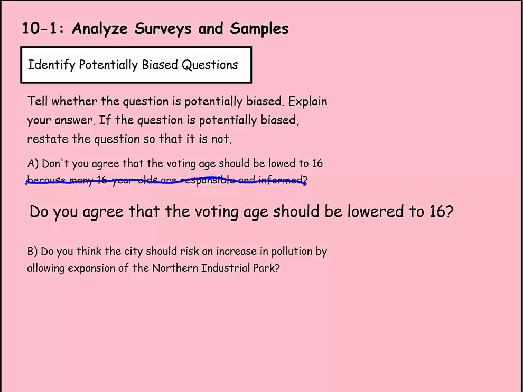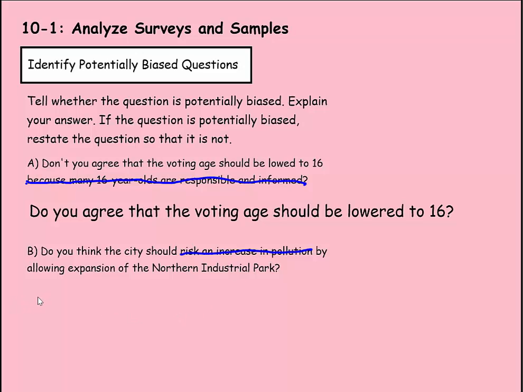Here's the second question. Do you think that the city should risk an increase in pollution by allowing expansion of the Northern Industrial Park? This one might be a little bit more difficult to tell. You might say that sounds like a pretty good question. But here it's stating the reason for one side again. It's talking about risking an increase in pollution. It doesn't say any of the benefits of expanding the Northern Industrial Park. Maybe that'll provide more power for the city. But the question doesn't say that. It only gives an argument for one side. So that's what's going to make it biased.